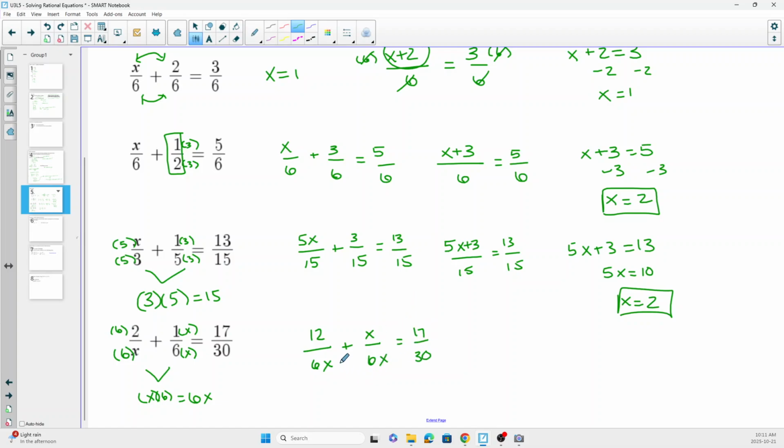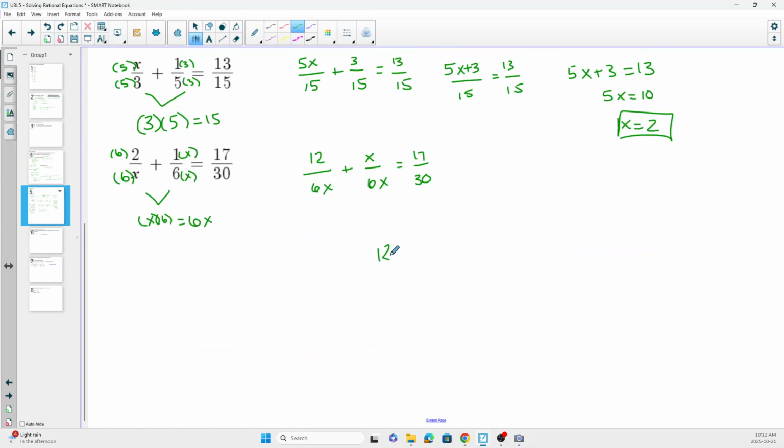So now I can combine these. I could say, okay, well, I've got 12 plus x over 6x is equal to 17 over 30. So there's a few things I could do here, but what I'm going to do is the same method we did in the previous example. Now I'm going to multiply by 6x on both sides, because I want to get that 6x out of the denominator. And while I'm at it, I'm going to multiply both sides by 30 as well. Kind of kill two birds with one stone. So I can get that 30 out of the denominator, I might as well.